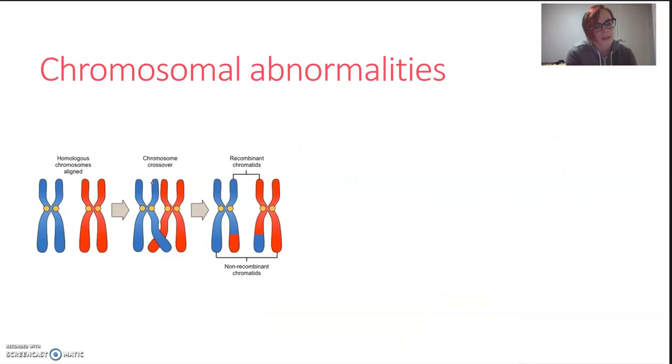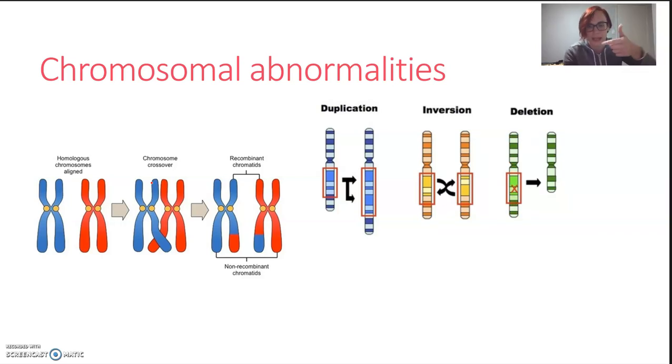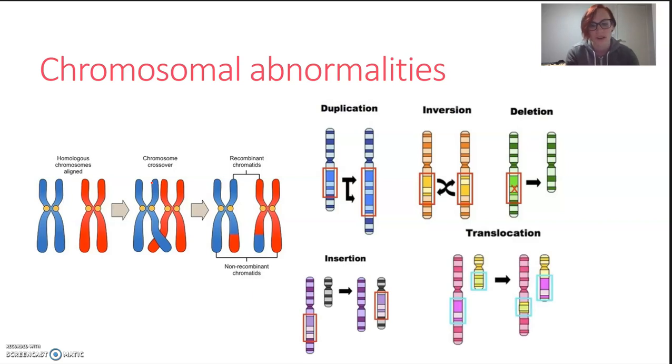Chromosome abnormalities come in so many different forms, and you can have big chunks duplicated, you can have chunks inverted, so twisted upside down, you can have chunks deleted, chunks inserted, and also translocated, which means they do a bit of a switcheroo. Okay, so many different things that could potentially happen, and we'll learn more about that when we do meiosis.